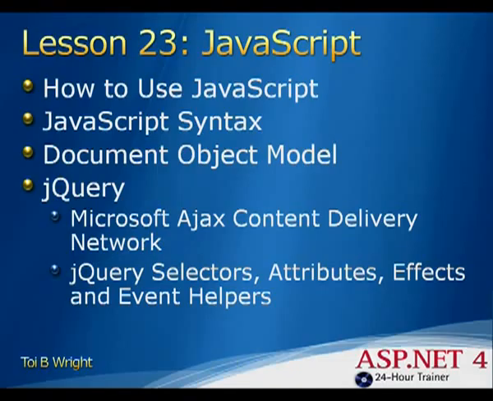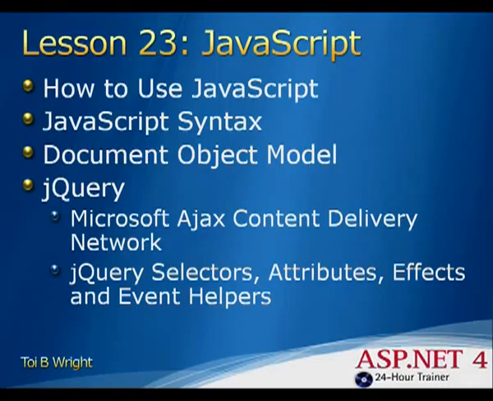JavaScript uses much of the same syntax as C#. It concludes each statement with a semicolon and places blocks of code between curly brackets, just like C#. It also includes if, switch, while, for, break, return, throw, and try, catch, finally statements that are similar to those used by C#.